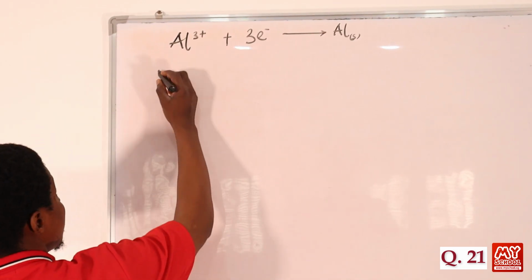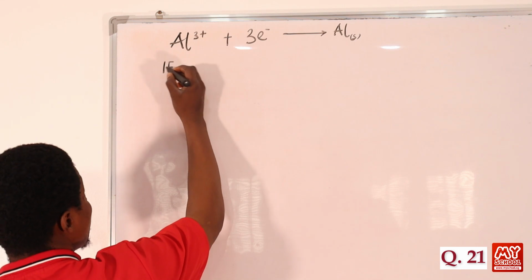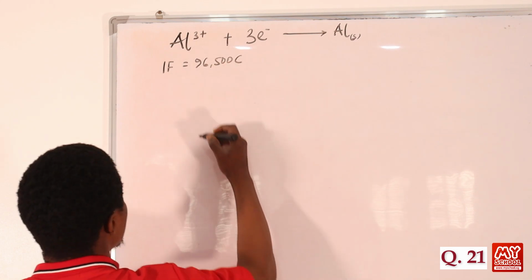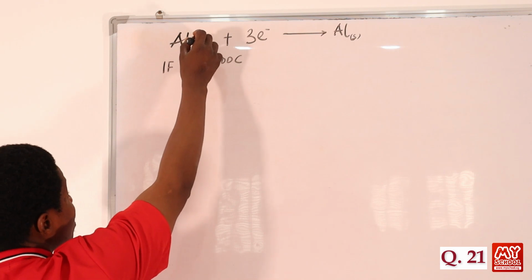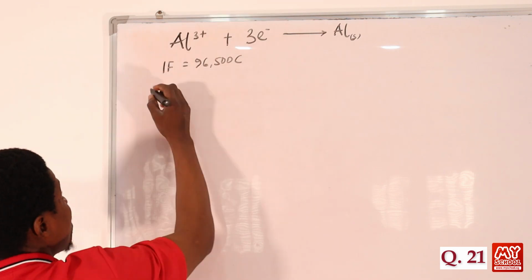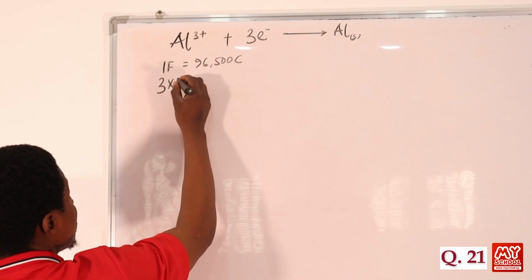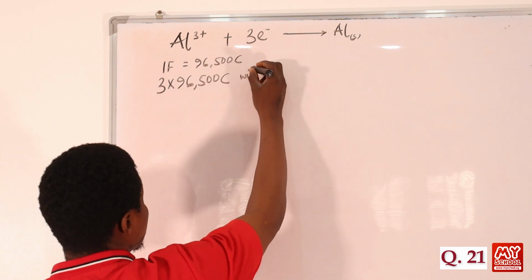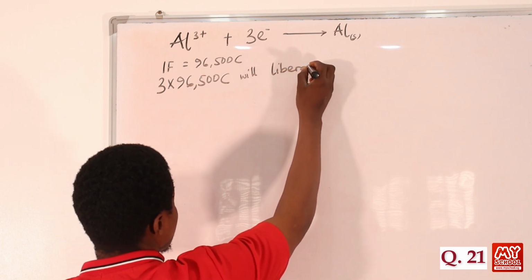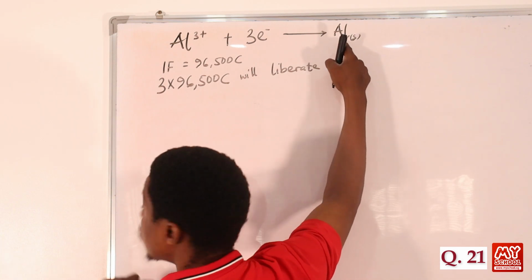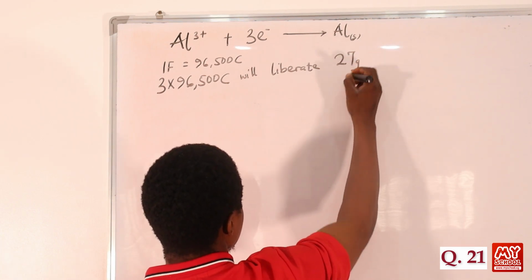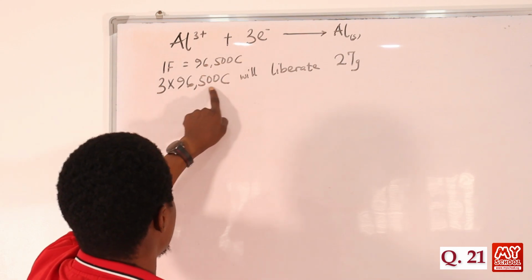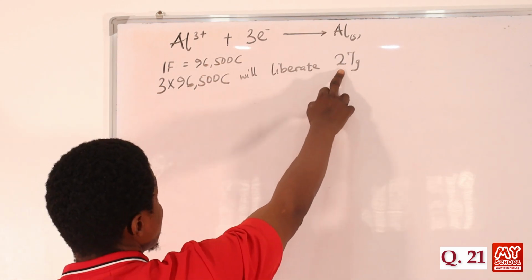Which means that ordinarily it should have been 1 Faraday, 1 mole of electrons, and 1 Faraday is equal to 96,500 coulomb. We're given that. But because we have 3 moles of electrons given up there, that 3 is going to affect this. So we have 3 times 96,500 coulomb, which will liberate the mass of aluminium, always given to be 27 gram. So 3 moles of electrons multiplied by the Faraday, 96,500, will liberate 27 gram.